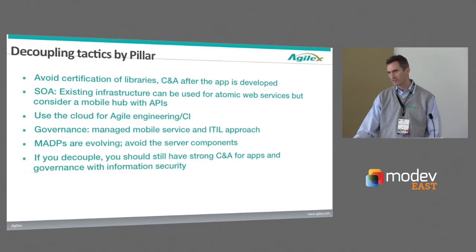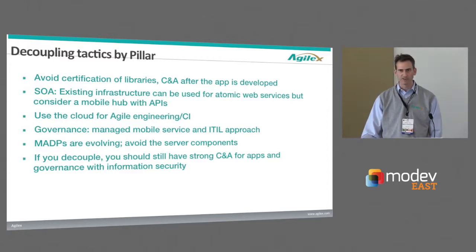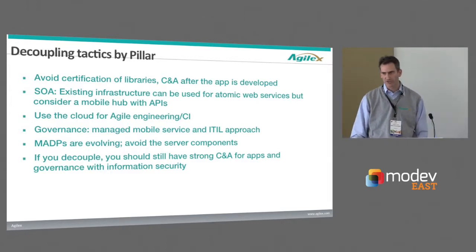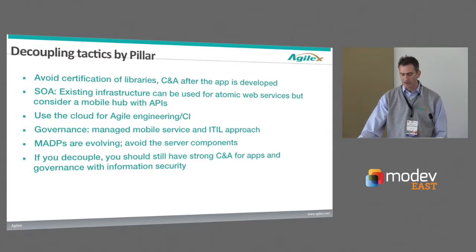With service implementation, you can use the existing infrastructure of a customer, but consider a technique like a mobile hub to give you flexible, lightweight services on top of that. Use of the cloud for agile engineering, CI environments, is, I think, a key tactic. You can also use the cloud, obviously, for data. So that's a key decoupling tactic as well.